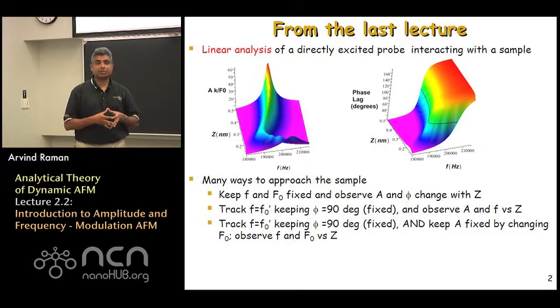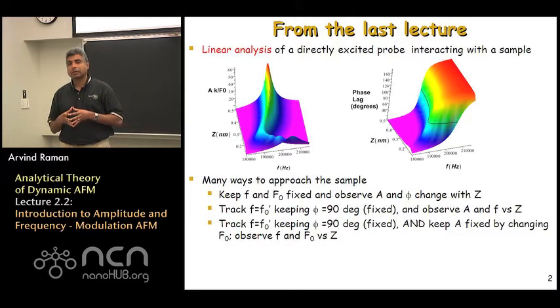Now, based on this understanding, we had talked about if one were to try and approach the sample using dynamic atomic force microscopy, you might want to do it using three different ways. The first would be you would keep the drive frequency fixed and then approach the sample by changing Z. And in doing so, one would observe a change in oscillation amplitude and a change in oscillation phase.